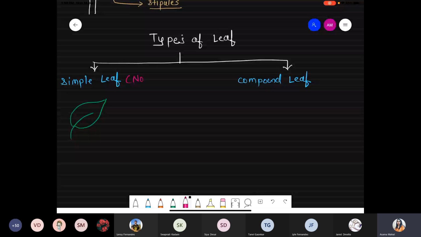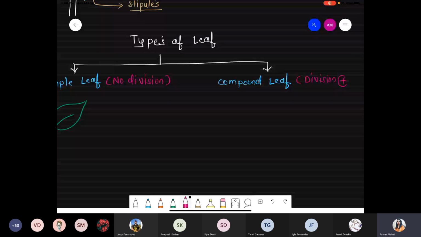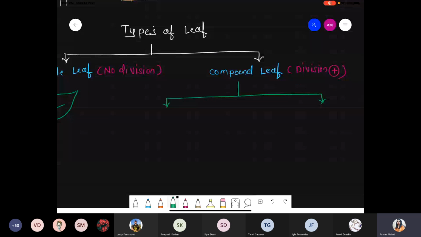Simple leaf, that is no division of leaf, and in case of the compound leaf, basically the leaf gets divided. Divisions are present. So this compound leaf is basically divided into 2 categories. First one, number 1, pinnate leaf. And another one, palmate leaf. Pinnate leaf and the other one, that is palmate leaf.